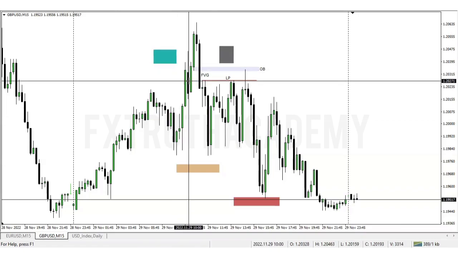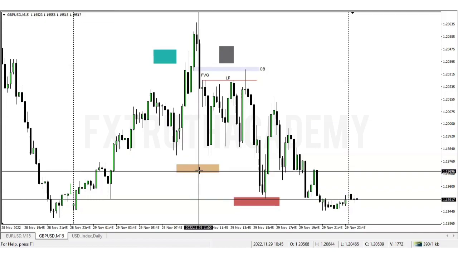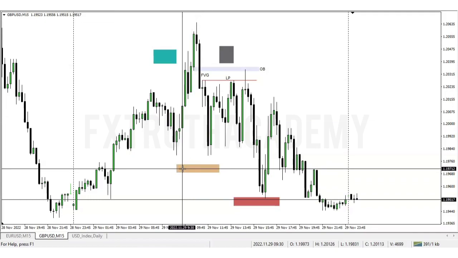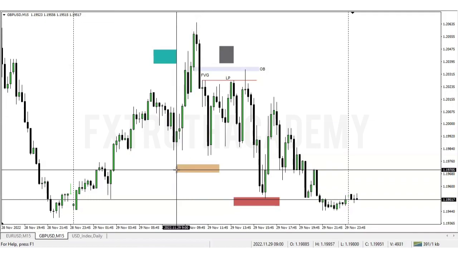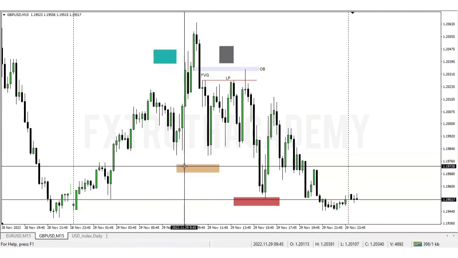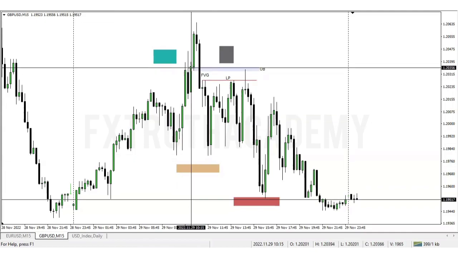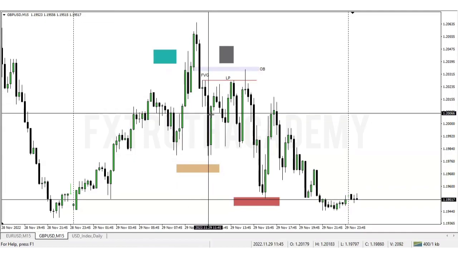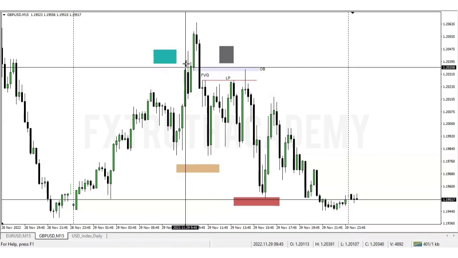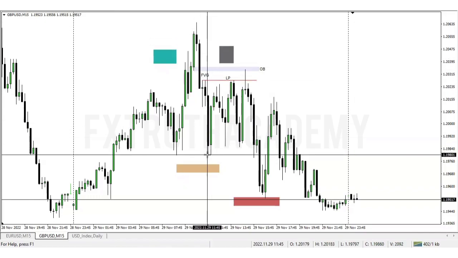Moving into this brown shaded area, this is now the London session, exactly 9 o'clock chart time, and that will be exactly 2 o'clock New York time, and also 7 o'clock London time. This is when the London session actually starts, and you can see the bulk of the move right here on the London session. You can see the flow to the upside and the flow to the downside.